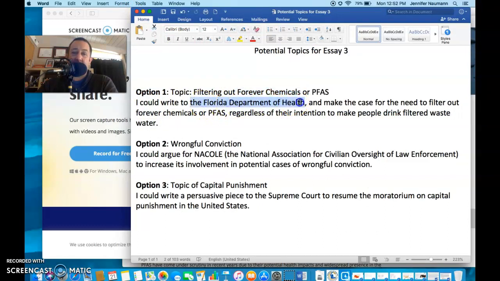My group here would be the Florida Department of Health. I'm going to write to them and make a case for the need to filter out forever chemicals, or PFAS, regardless of their intention to make people drink filtered wastewater. So you're going to have these treatment plants, and they're going to filter out the waste. I figure while they're doing that, they should also filter out the forever chemicals.